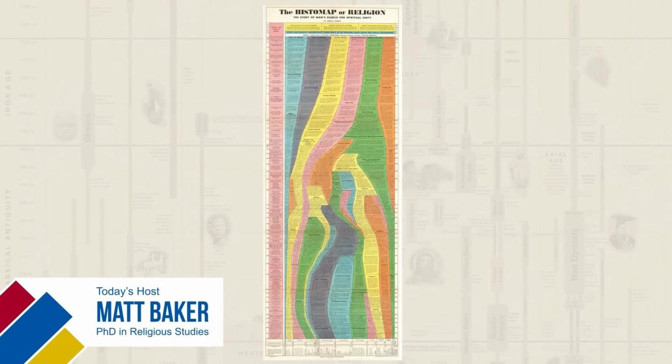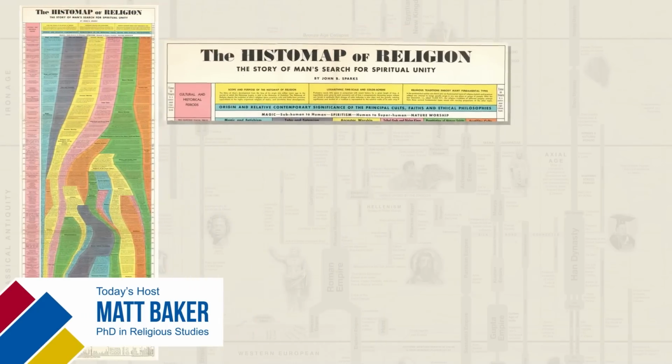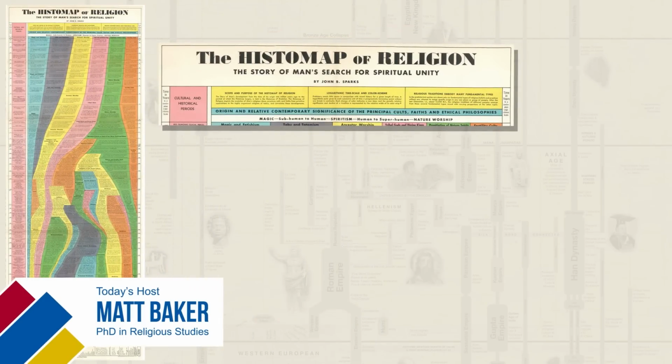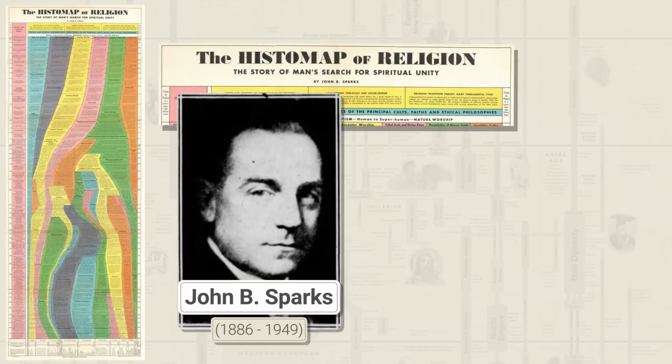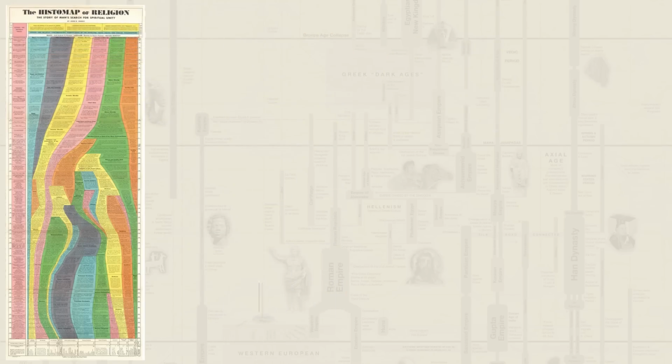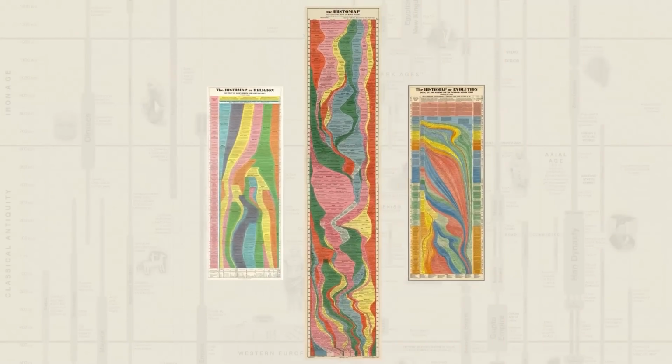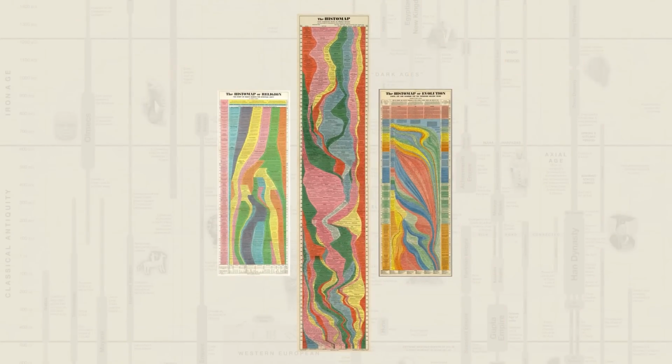Today we're going to look at a chart called the Histomap of Religion, which was created back in 1943 by a man named John B. Sparks, who was a chemical engineer who made charts as a hobby. This one was actually part of a series of 3 charts that he made, all of which were called histomaps, and all of which were published by Rand McNally.